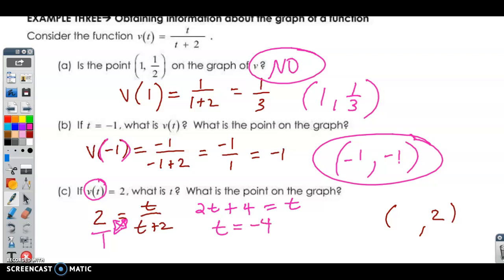It's okay if you want to pause and solve it, but I'm pretty sure you guys can solve a two-step equation. So we haven't answered the question yet. It's asking what is the point on the graph. So when t is -4, v of t is 2. There you go. There's your answer.